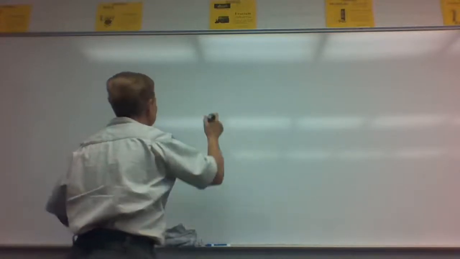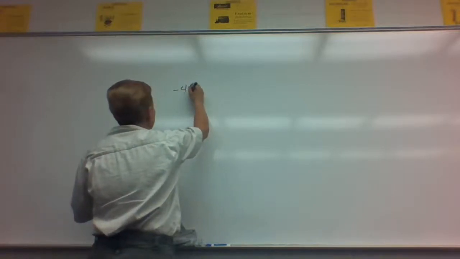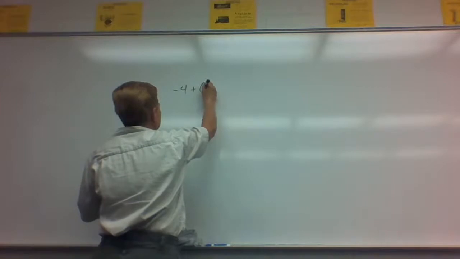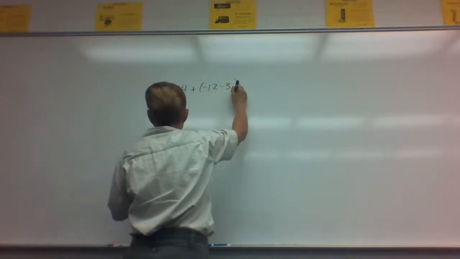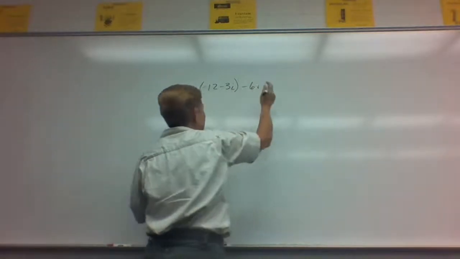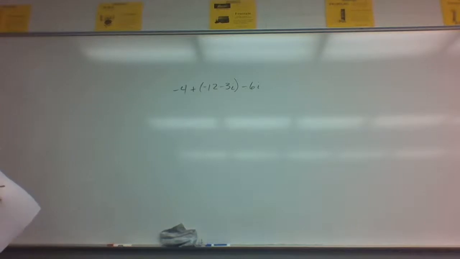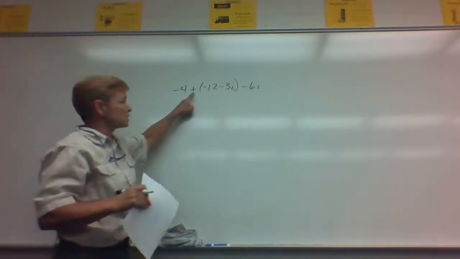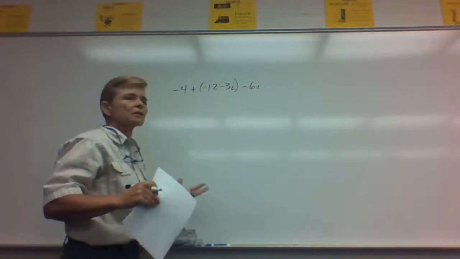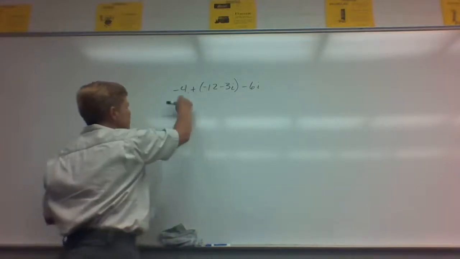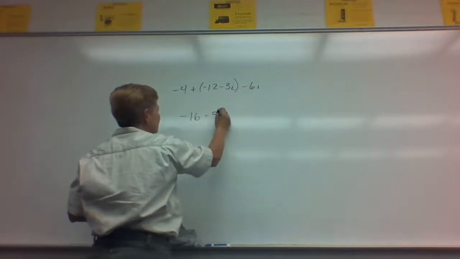Next one is something like this. Negative 4 plus negative 12 minus 3i minus 6i. Something like that. And that's not too hard, especially if this is a plus sign, because there's no need for these, and it becomes a combining like terms immediately. And so you get negative 16 and negative 9.